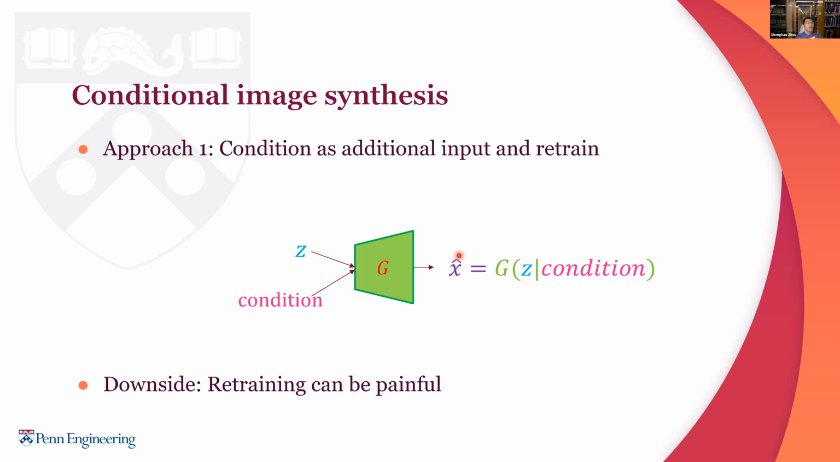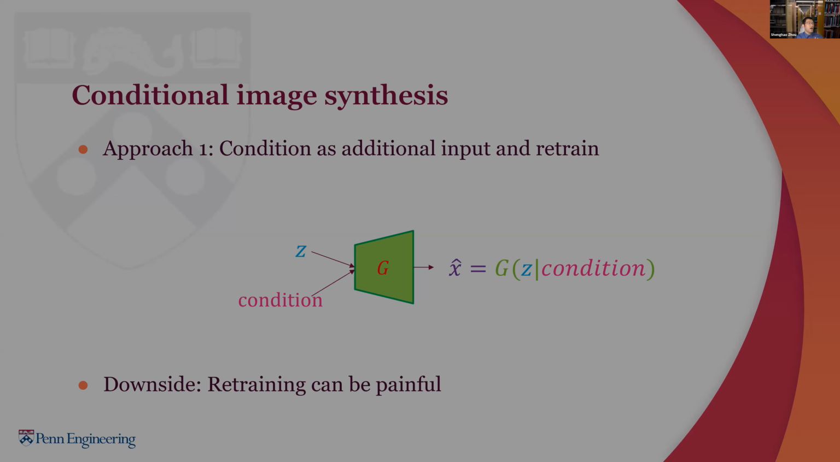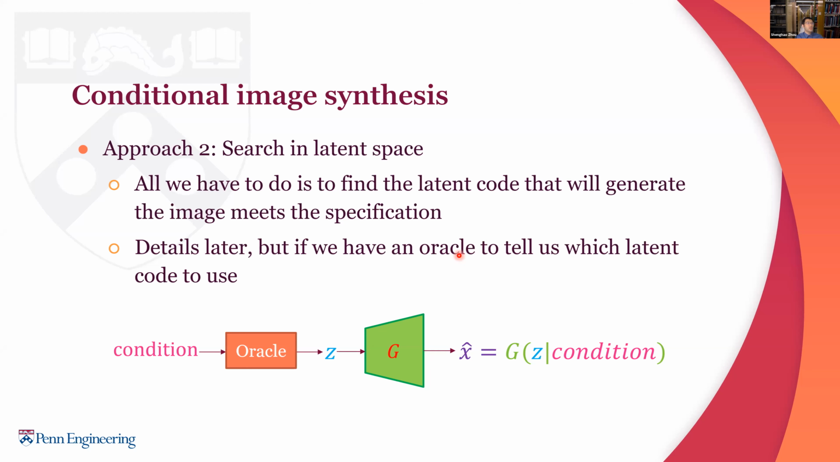So we would like to avoid retraining. Alternatively, we can do that by searching the latent space. If there is an oracle that can tell us, given a condition, which latent code to use, then we don't have to retrain the generator at all. We just use that good latent code and decode it out, and then we get good-looking images according to the condition. The reason we talk about the embedding algorithm is that it turns out to be an oracle that can do this for us.